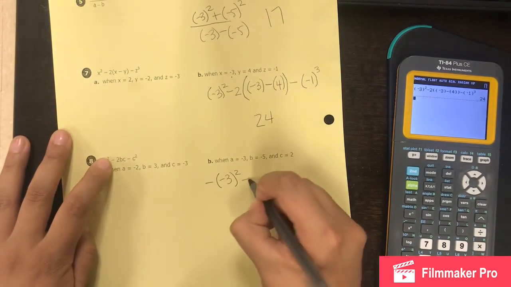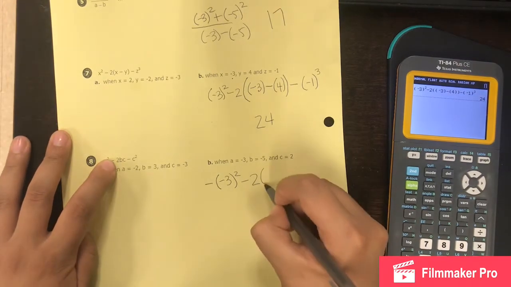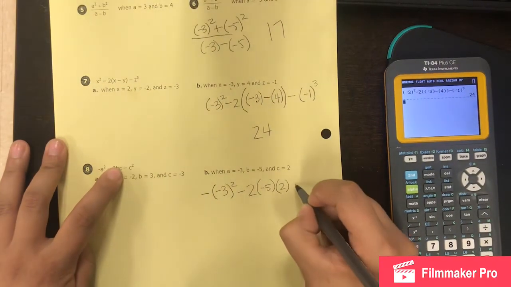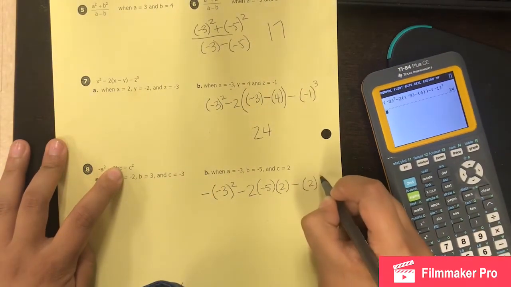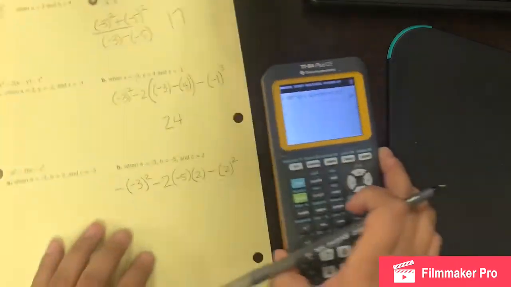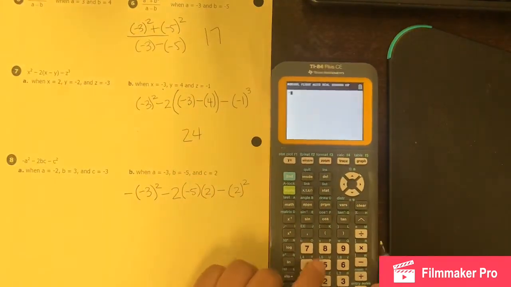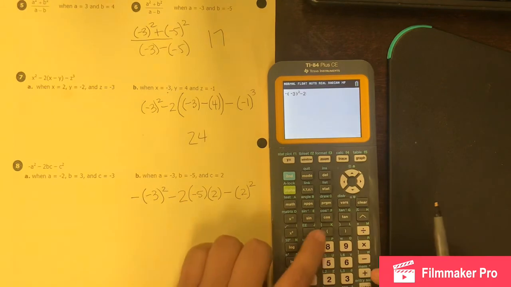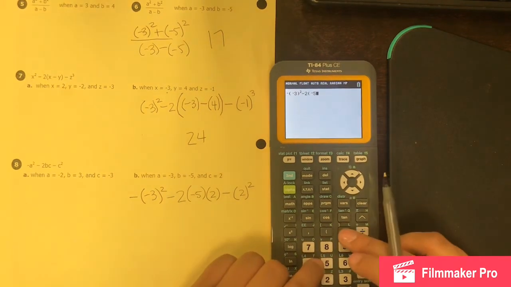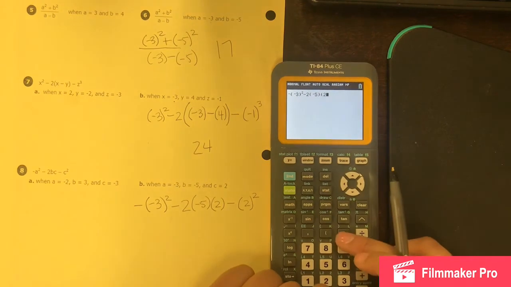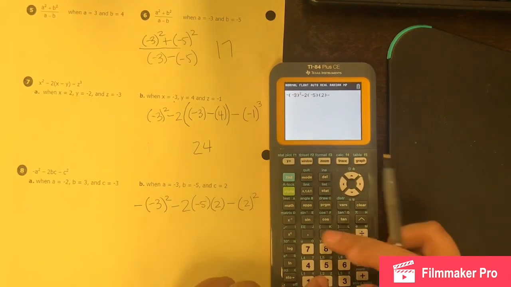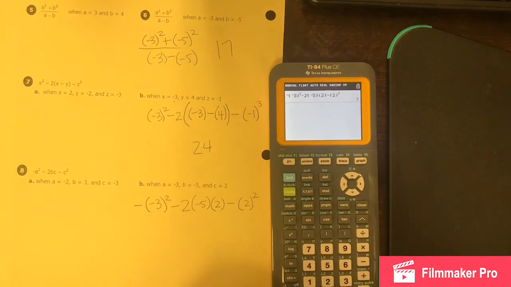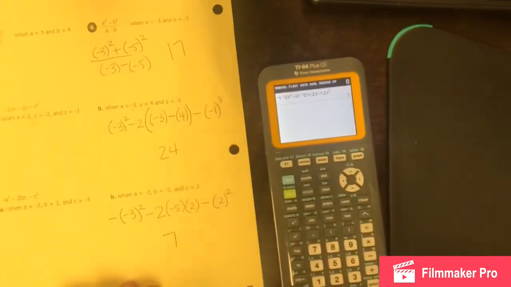Squared minus 2, B is with parentheses -5, C is parentheses 2 right next to each other, minus C, which is 2 squared. And then I'm going to just type that in just like I wrote it. Negative parentheses, -3, close parentheses, squared, minus 2, parentheses, -5, close parentheses, parentheses, 2, close parentheses, minus parentheses 2, close parentheses, squared. Woo, okay. Hit enter, and after all of that, you get a number 7.